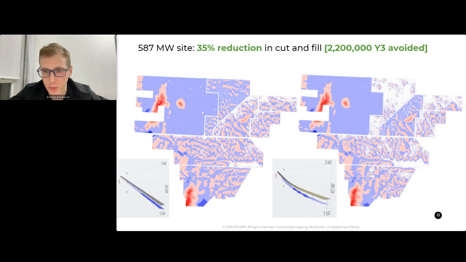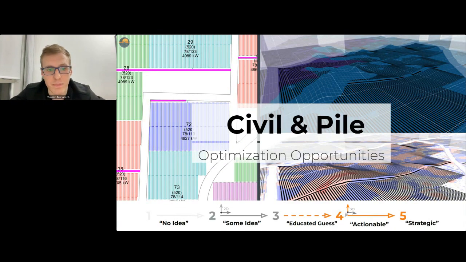Okay, so let's go to the next one. We talked about trackers, and just to summarize before we go into the next chapter: first of all, the third dimension can give insights about grading for a specific length or specific module number per tracker, and can help to choose the best option, the best size. Second, there is no way to evaluate rigid versus terrain following trackers without actually working on the terrain. So let's go to the next chapter, which is civil and pile optimization opportunities.